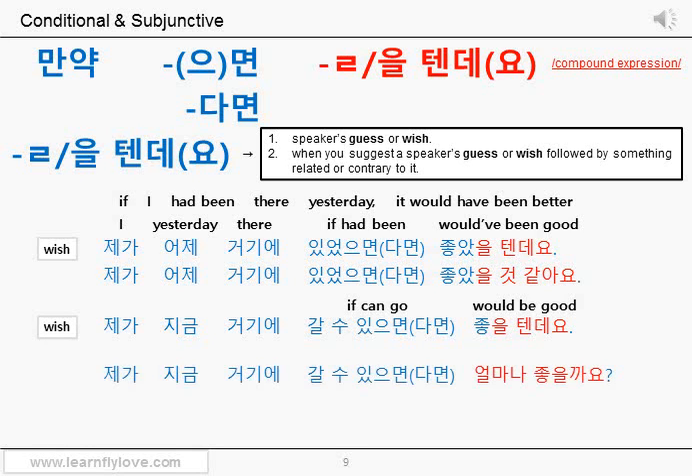제가 지금 거기에 갈 수 있으면 or 갈 수 있다면 얼마나 좋을까요? 얼마나 좋을까요? Let's take a look at the 얼마나 좋을까요 part. Can you guess what it means? What are the grammatical elements used in this part? There's nothing you don't know.